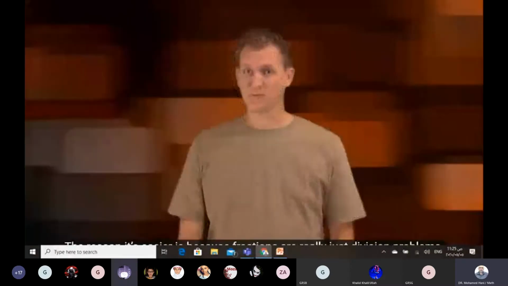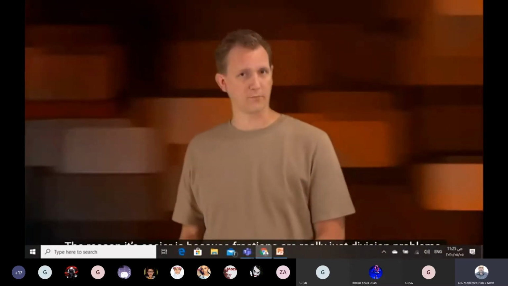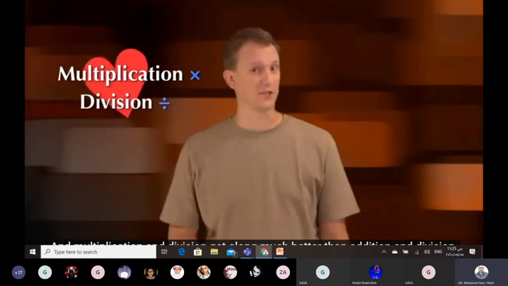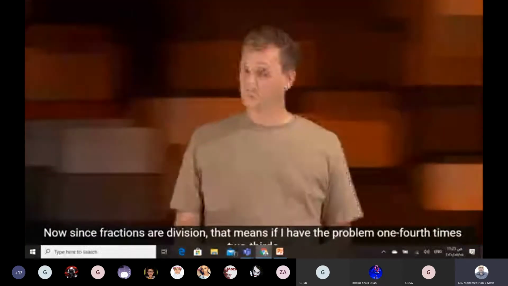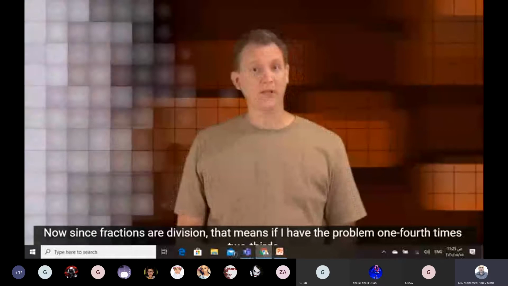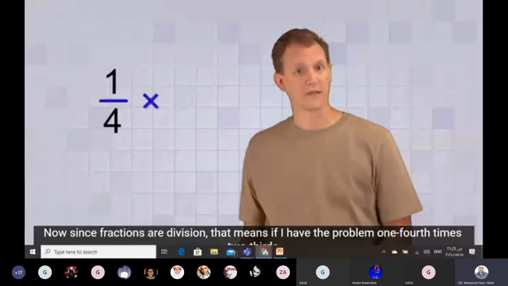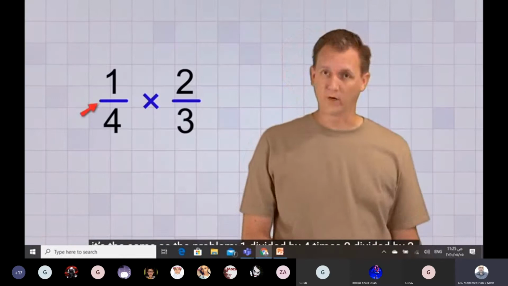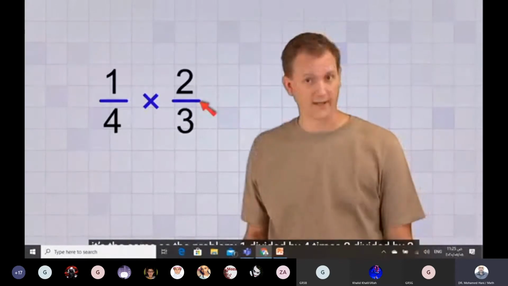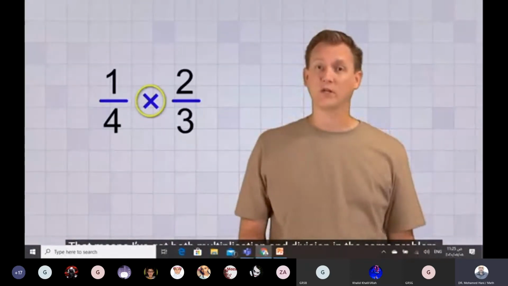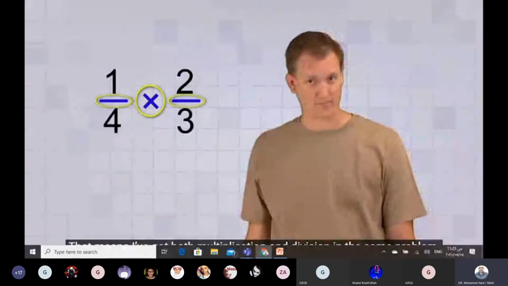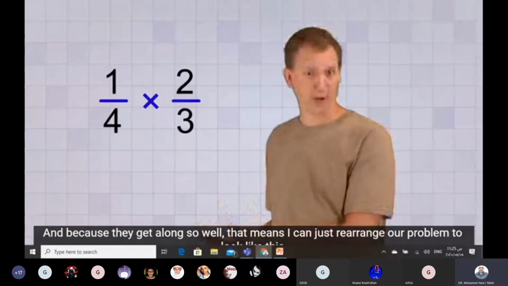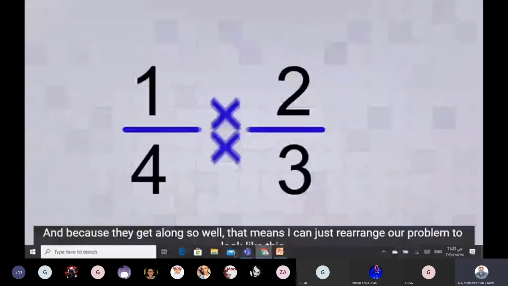The reason it's easier is because fractions are really just division problems, and multiplication and division get along much better than addition and division. Now, since fractions are division, that means if I have the problem 1/4 times 2/3, it's the same as the problem 1 divided by 4 times 2 divided by 3. That means I have both multiplication and division in the same problem. And because they get along so well, that means I can just rearrange our problem to look like this.